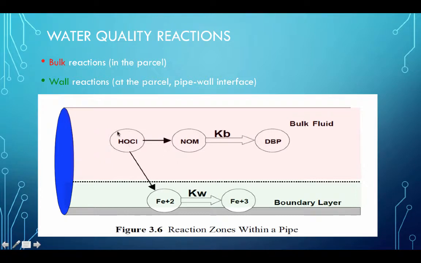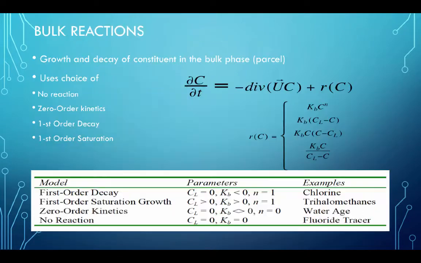and hypochlorous acid, perhaps from our disinfection process, is what stimulates the reduced oxidation state that interacts with iron 2 to create iron 3. It also reacts with natural organic materials according to some different rate coefficient to produce disinfection byproducts. So those are the two reaction zones.